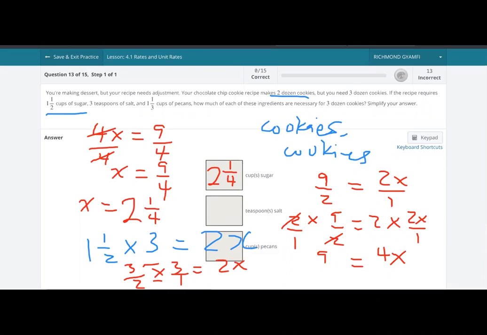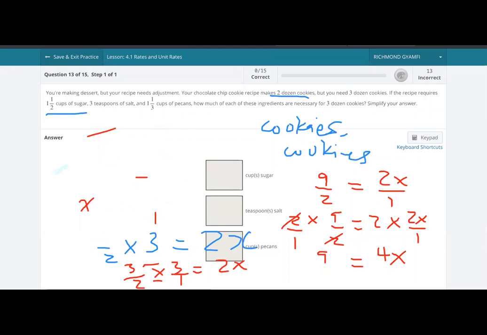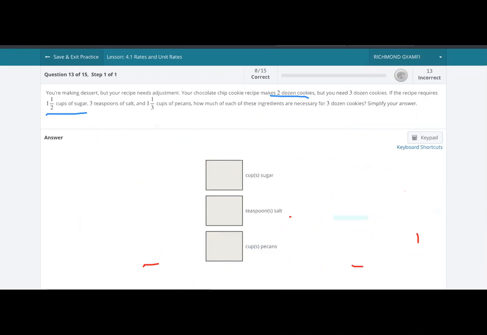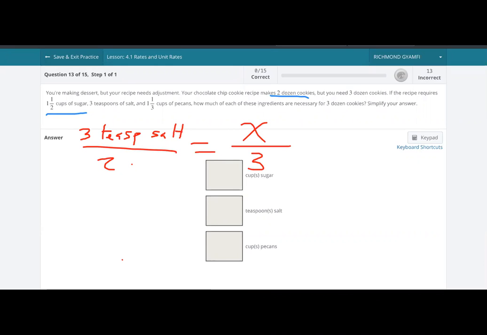Now I have to do the same thing for the salt. So let's go to the salt and look at that also. All right. So for salt, for the 2 dozen cookies, I mean the recipe, we had 3 teaspoons of salt for 2 dozen cookies. So 3 divided by 2 should equal X or Y, any variable is fine, divided by 3 dozen cookies.